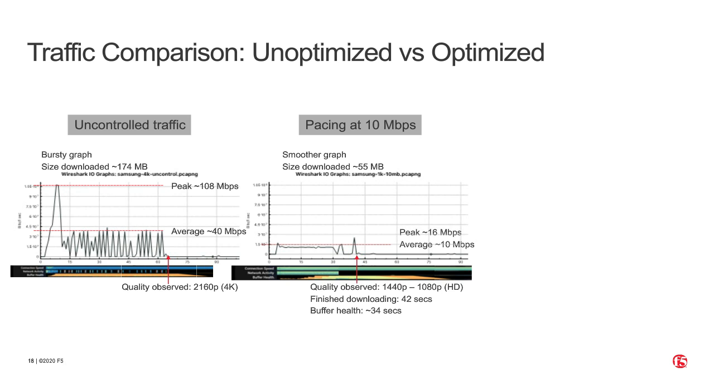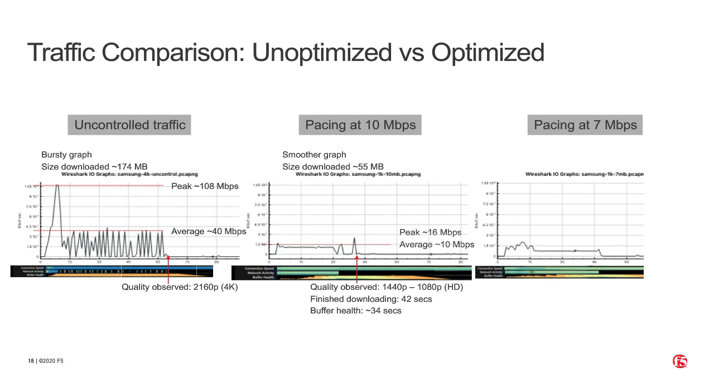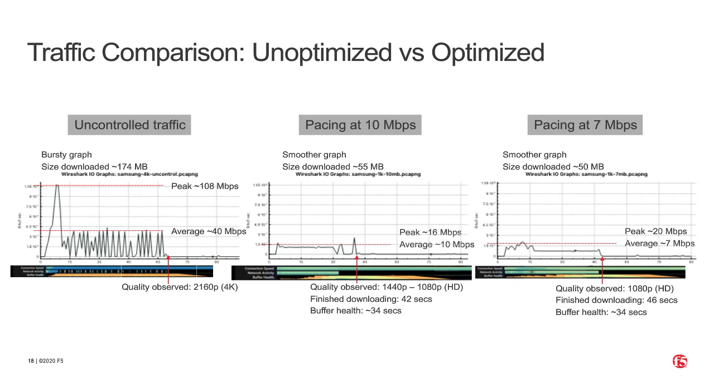Then we did the same at 7 megabits per second. More or less the graph was the same. The peak was a little bit higher, and the pacing was in average 7 megabits per second as expected. The graph was still smooth, and the size was just a little bit smaller, 50 megabyte instead of 55 megabyte. Resolution was full HD the whole time. And the amount of traffic that we saved was 5 megabytes with respect to the previous one.